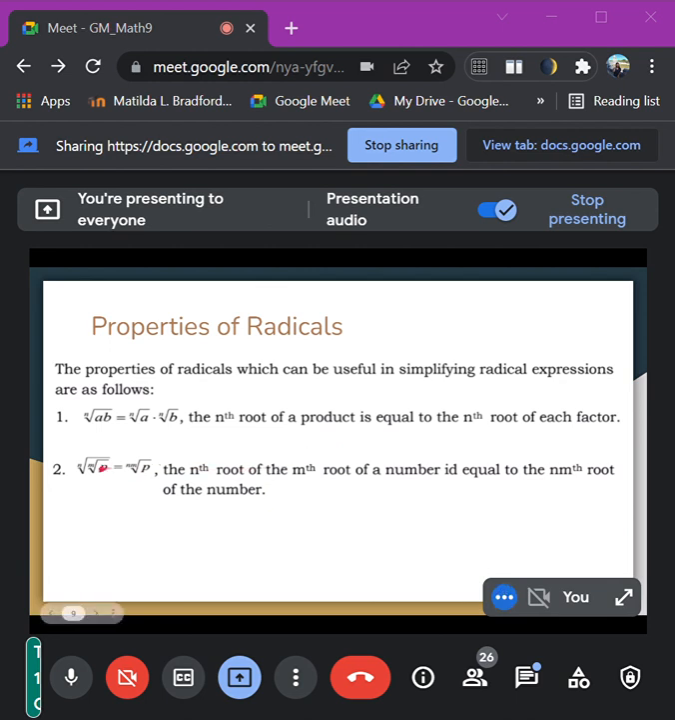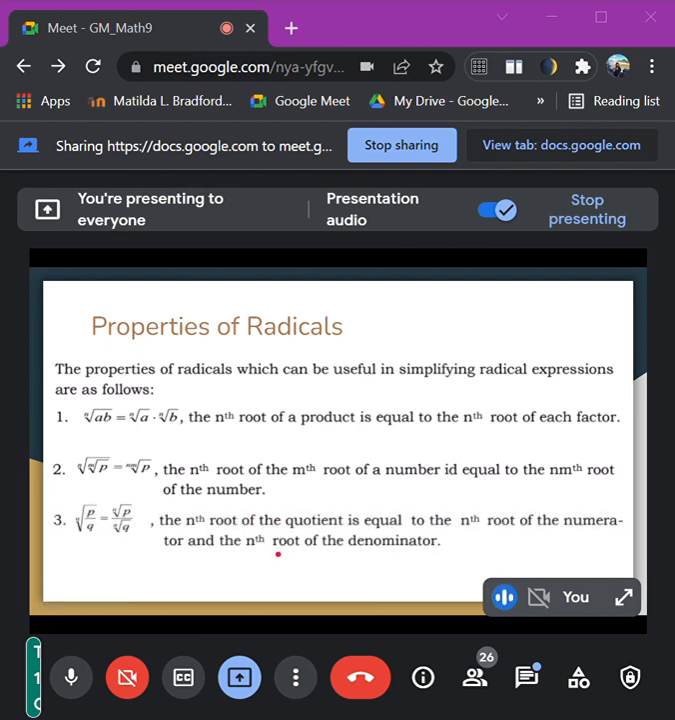So you have there the nth root and mth root of P, which is equivalent to the n times m root of P. And then you have this one, which is law number 3 earlier: the nth root of P over Q can be split as the nth root of P over the nth root of Q. Okay? Review the properties or laws again and again in order for you to master them. They are useful, especially in simplifying or solving.